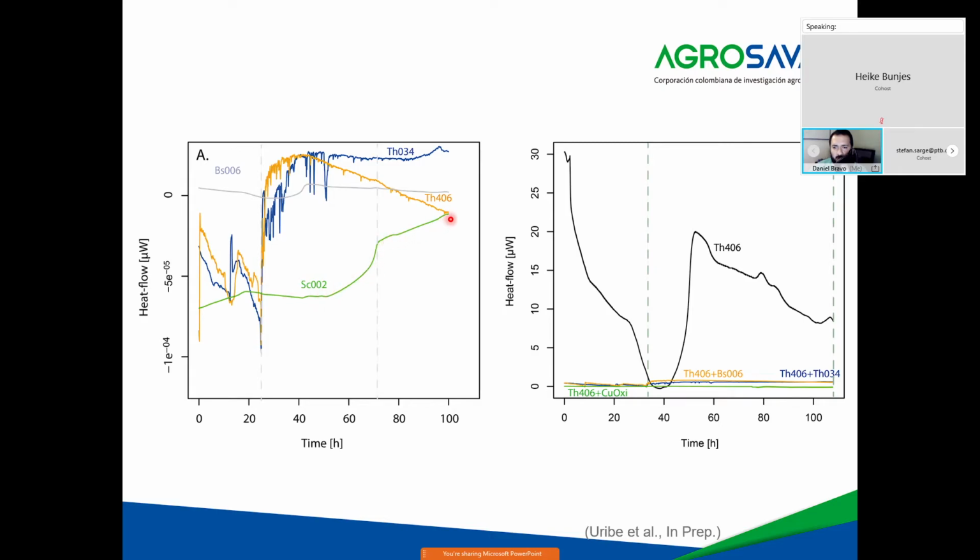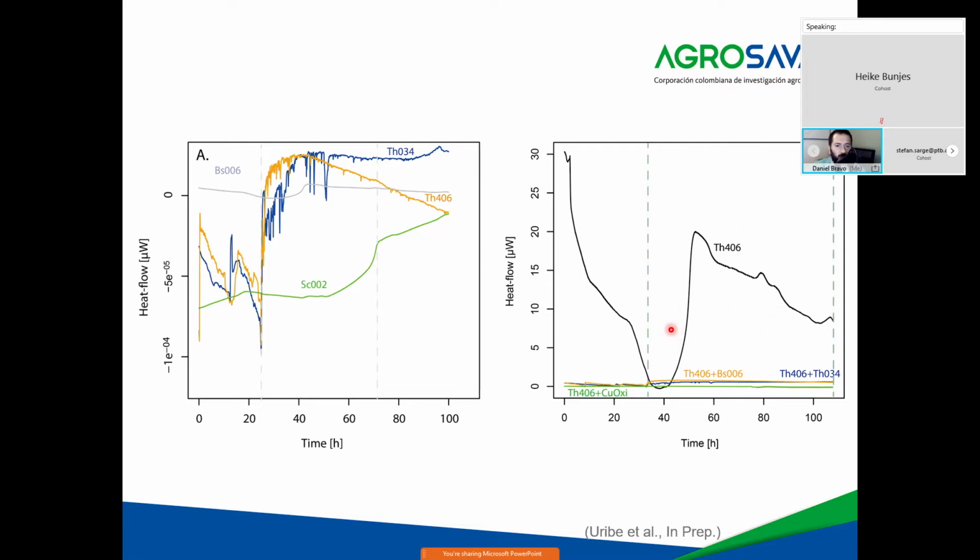And you can see also here, in the green curve, the Bacillus activity compared to the Trichoderma and the Scopulariopsis, the pathogen here. So after 24 hours, you can see that there is an interesting increase in heat flow of the Trichoderma species, whereas the Scopulariopsis is a slow-growing microorganism. So after 72 hours, you can see there is an increase in the heat flow and the metabolic activity.